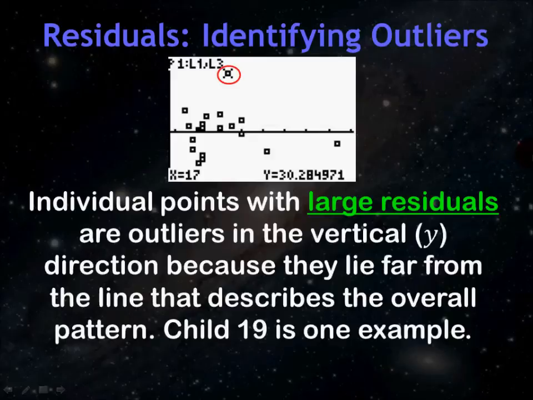This is child 19. This is the kid that didn't start speaking until 17 months, which if you look at the different ages, is on the higher end. But his score was 121, which was the highest score among all 21 kids. This tells you that our predicted score for this child was about 30 points too low. So this is an outlier in the vertical direction. So child 19, his residual is high. This is a vertical outlier. We also have individual points that could be influential.